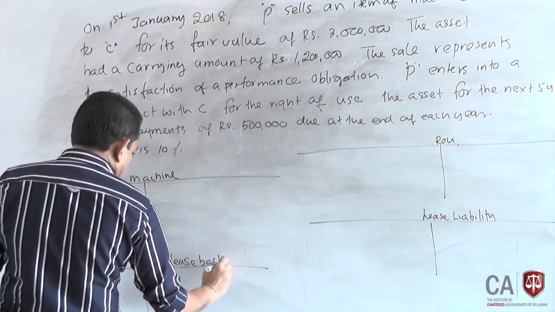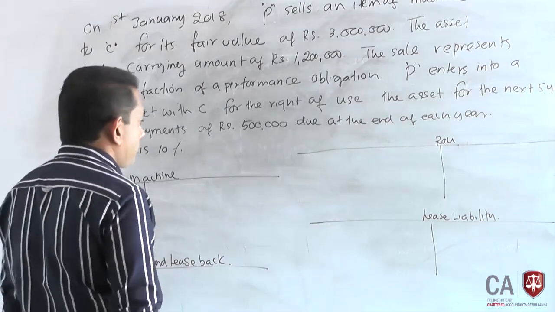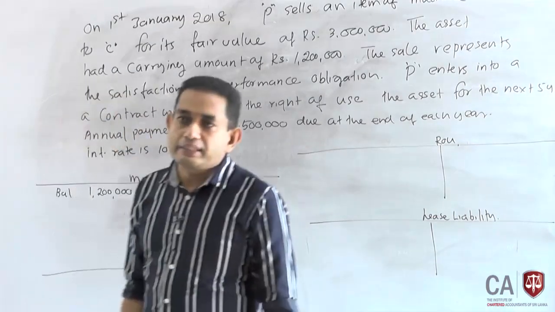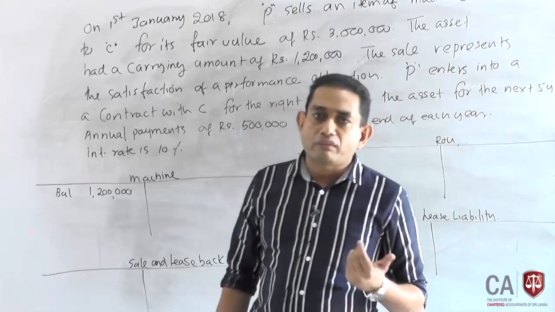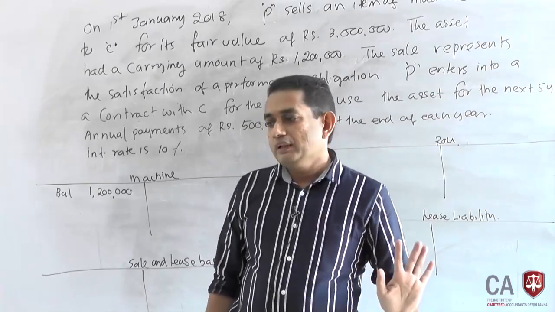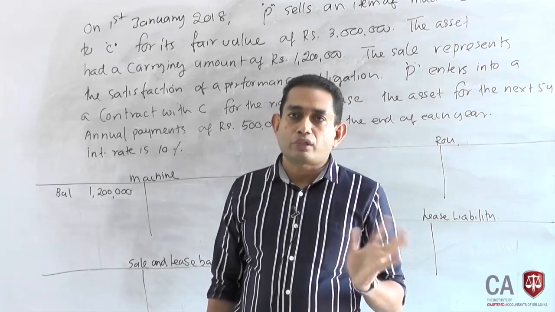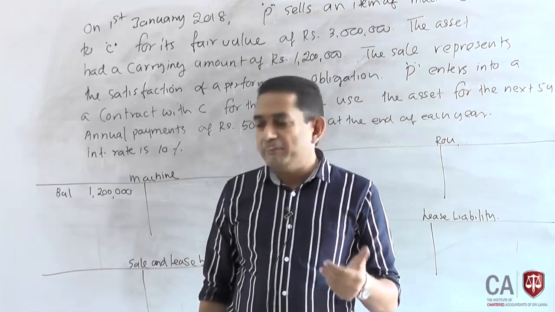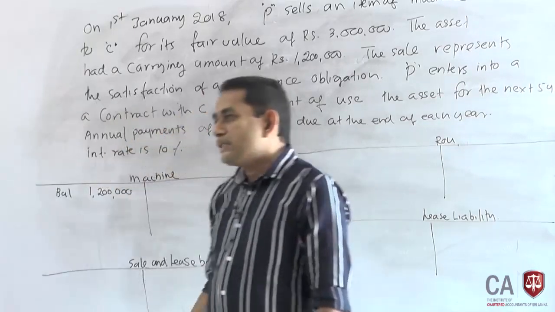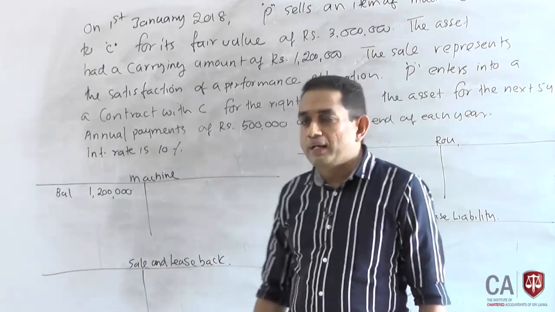Sale and lease back. Right. Now, the accounting changes depending on whether the selling price is equal to fair value, above the fair value, or below the fair value, and the time is not enough to discuss all these different ways. We will take only just one, where the fair value is equal to the selling price, then the problems are less.